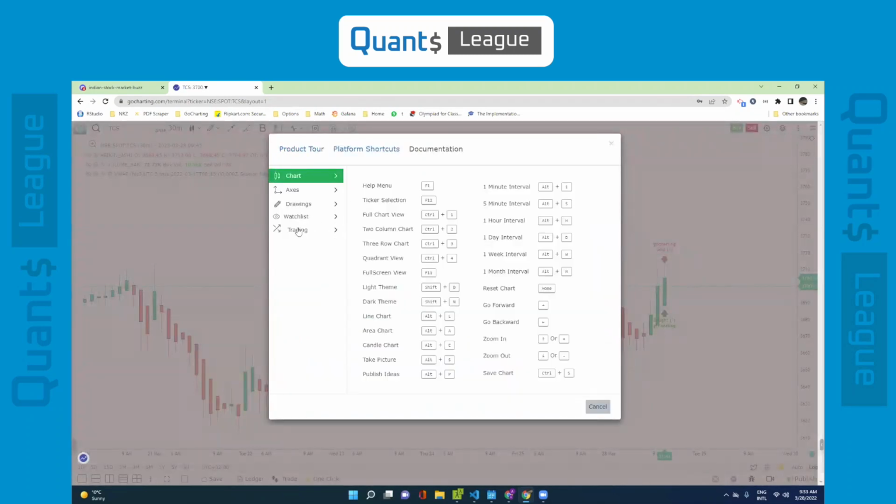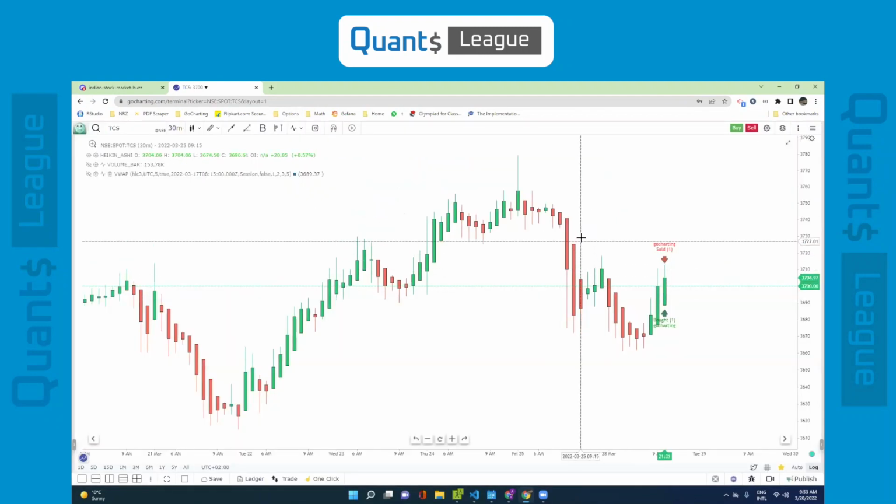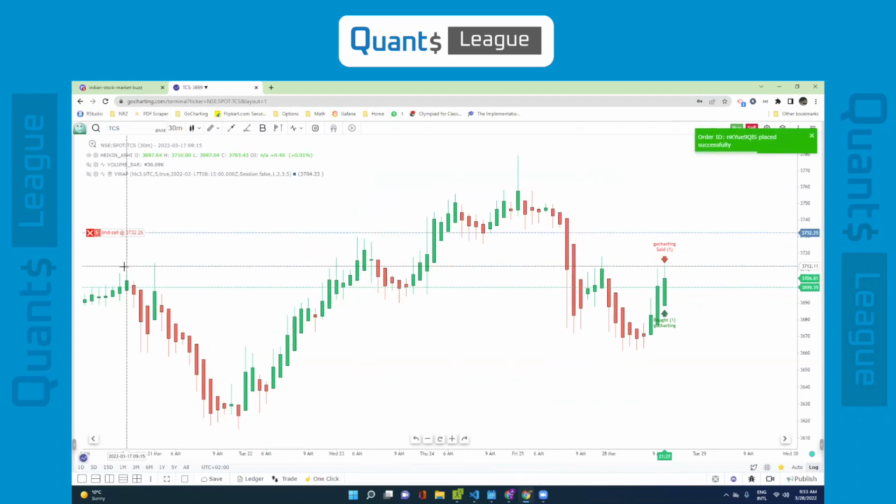Here, using the keyboard, you can place your orders within milliseconds. For example, if I want to place a limit order, I can just press shift and double click, and it will place the order for me. So I'm going to go ahead and shift and double click, and it places the order for me. It's as simple as that.